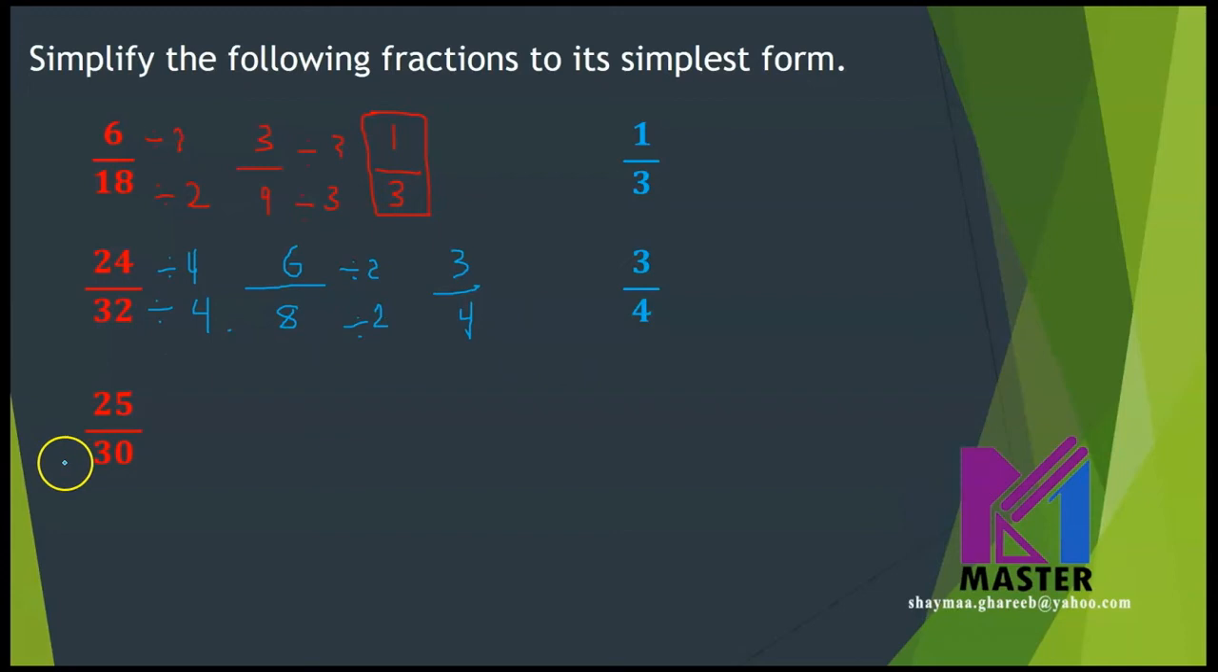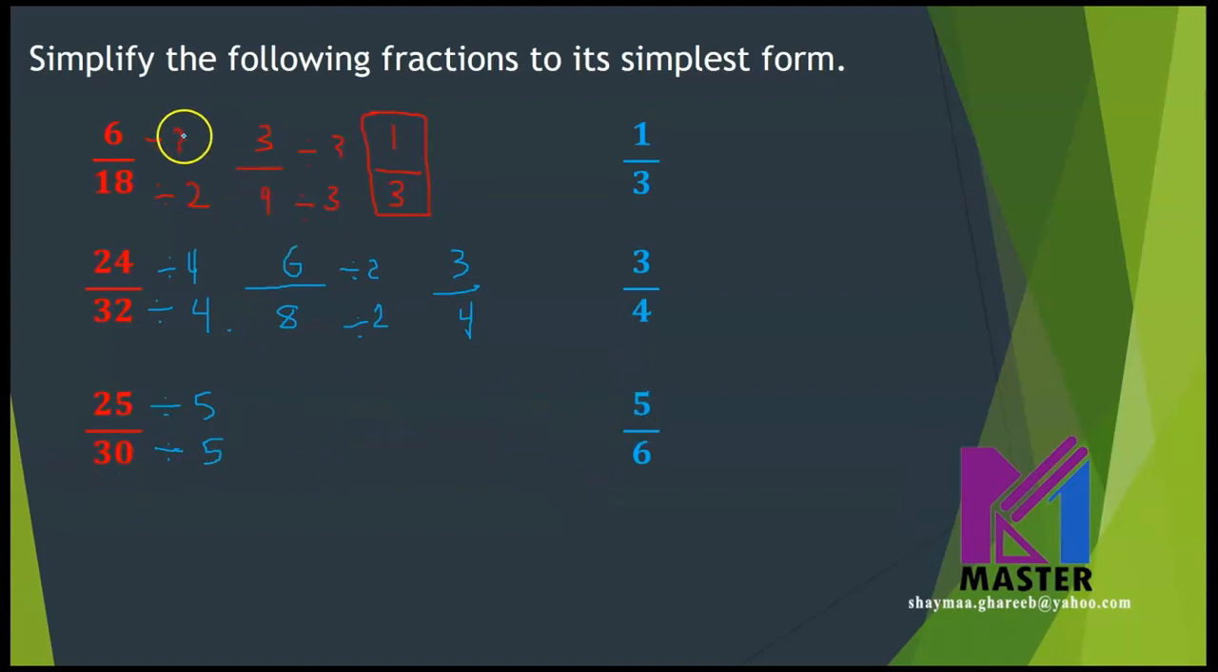Next, 25 over 30. Both numbers end with 0 and 5, so they are multiples of 5 and divisible by 5. So I can divide up and down by 5. When you divide up and down by 5, you will get 5 over 6. 25 divided by 5 equals 5. 30 divided by 5 equals 6.